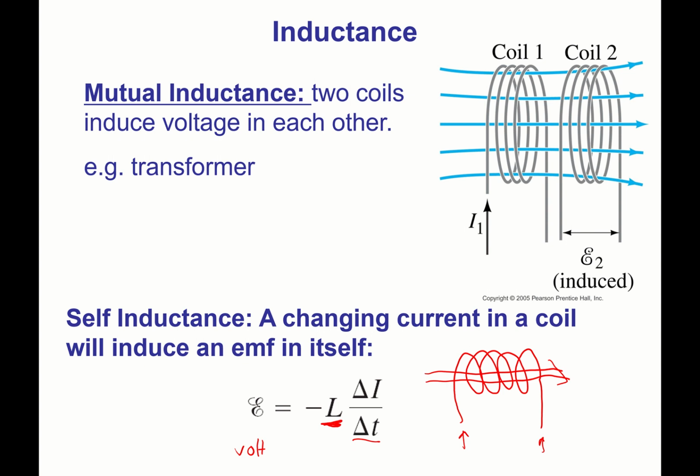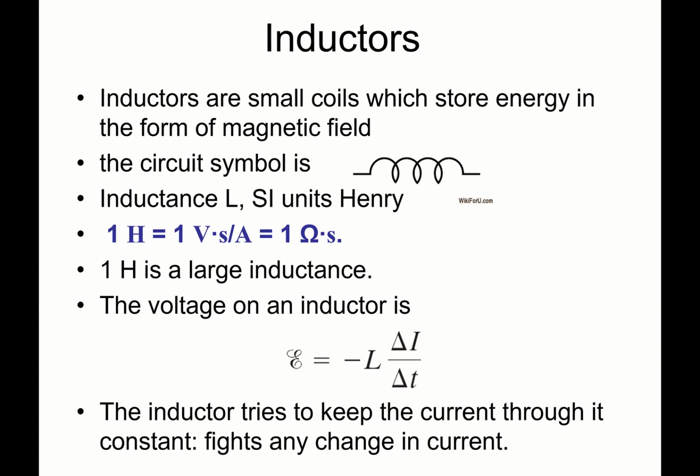Whereas before, for the capacitor, it was the slope of the voltage. So an inductor is a circuit component that's just a small coil. It stores energy in the form of a magnetic field. The circuit symbol that we use for it is shown there. It looks sort of just like a coil. And the inductance is L for our symbol.